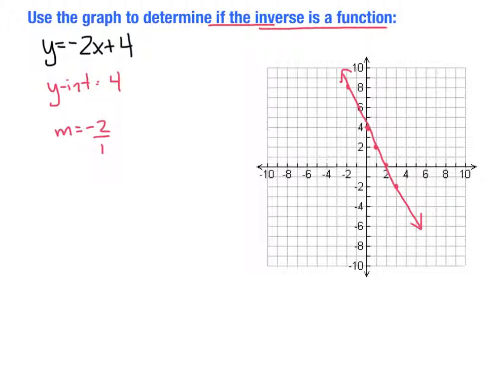Now I'm going to do my horizontal line test. Okay? Whenever I pass a horizontal line through this, is there ever a time that this horizontal line would hit the function more than once? No, so it passes the horizontal line test. That means that the inverse is a function.